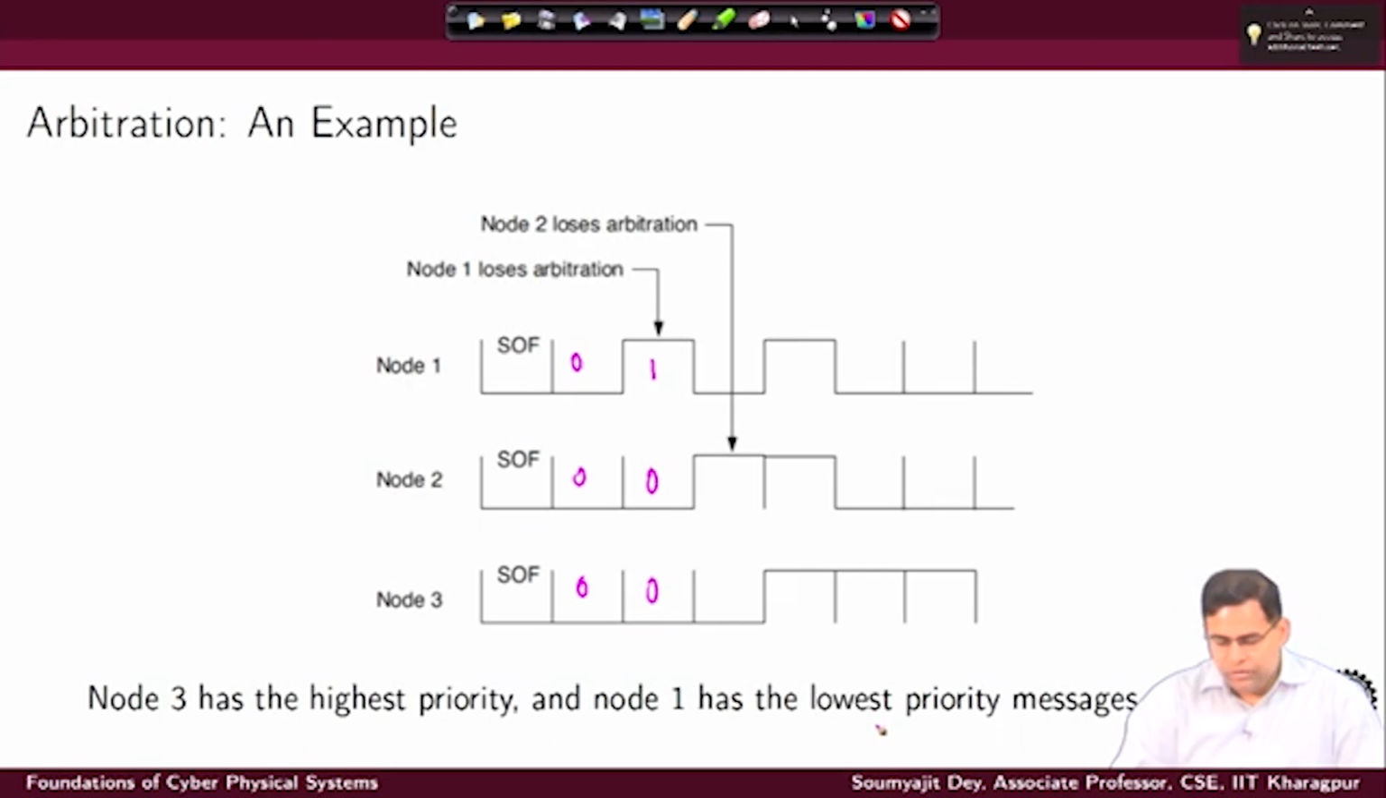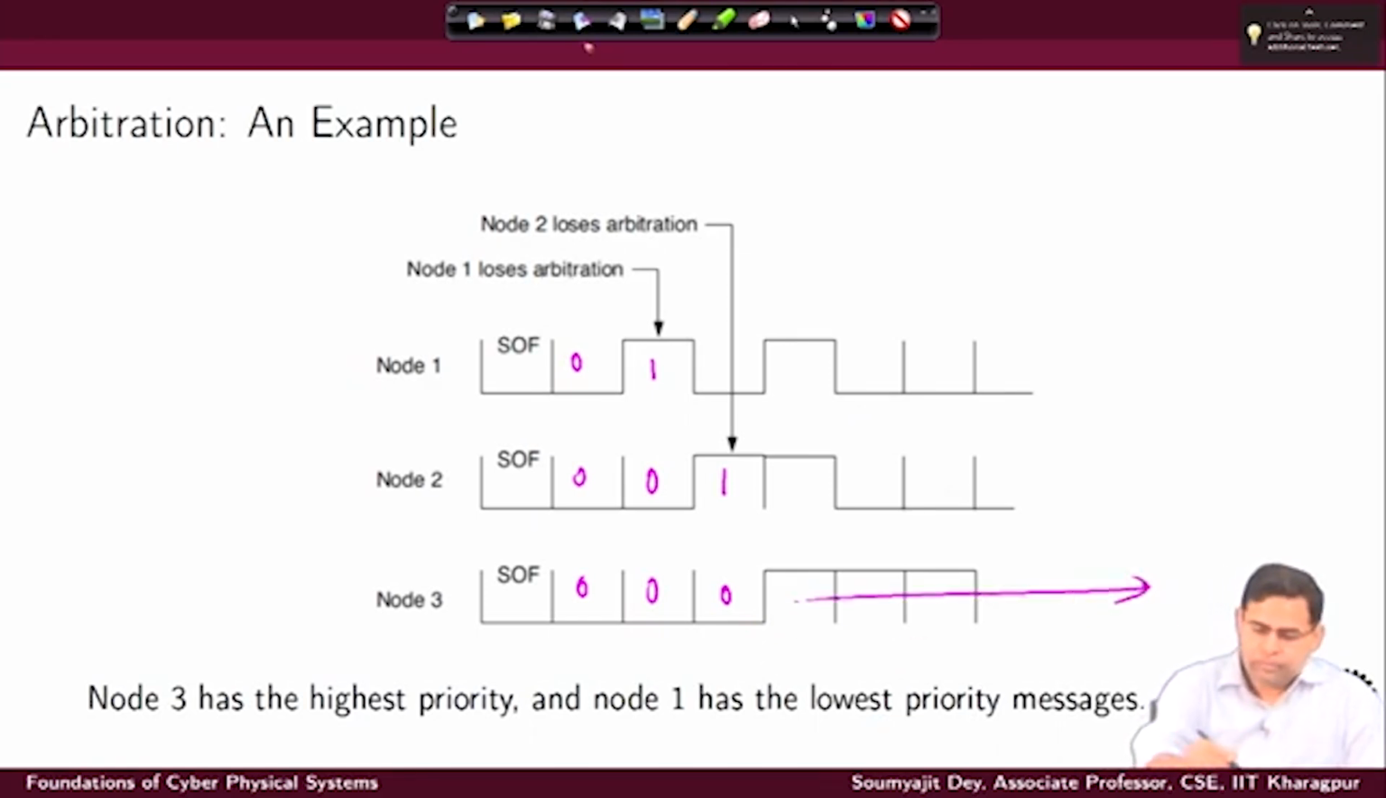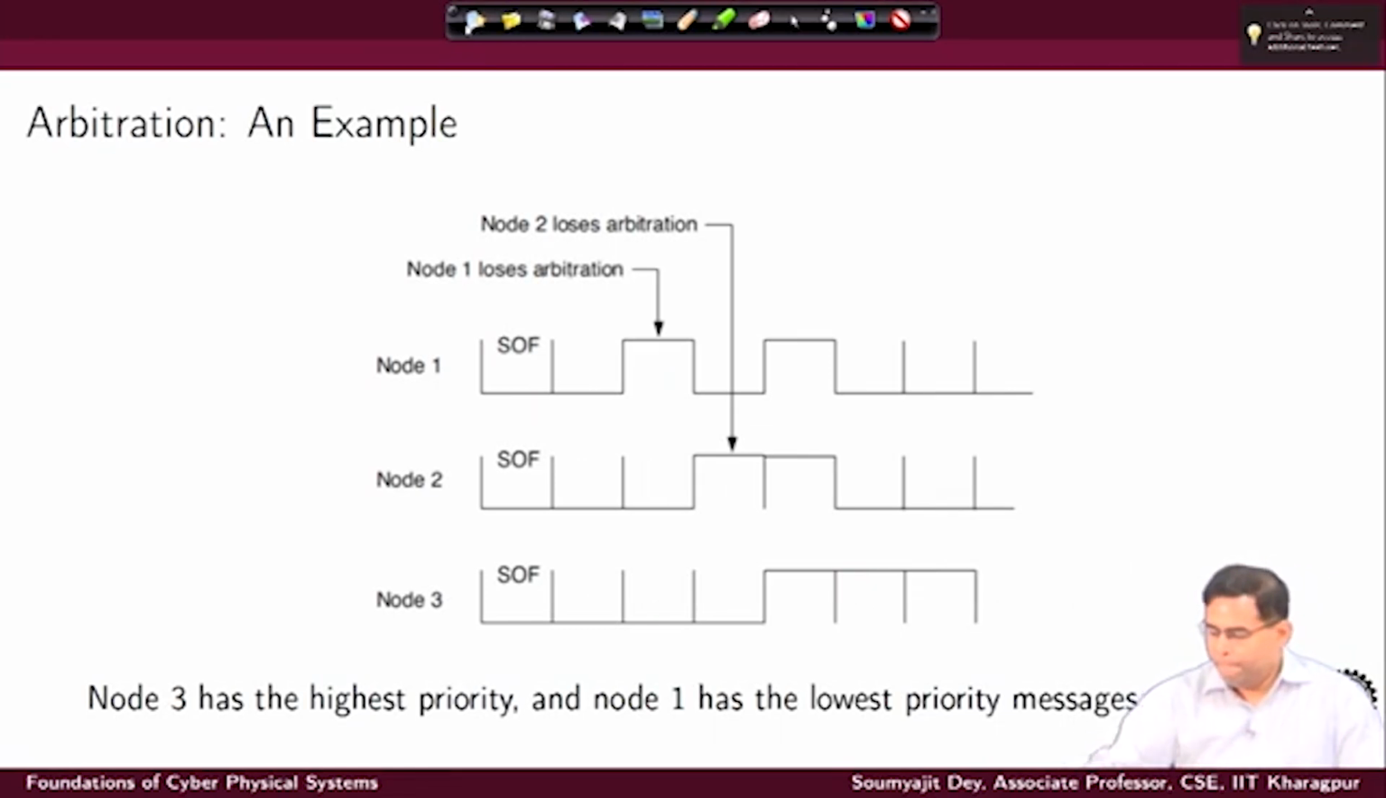Node 1 has the lowest priority, that means its identifier value is high, and node 3 has the highest priority, that means its identifier value is the least, right? So here we get a 1, and this node is losing the arbitration, and it will back off. So these two will remain, and now let's say this one sends a 1 and this one is in 0. So again it will lose the arbitration and node 2 will back off, right? So after this the others will not send any future message, and whatever message node 3, the highest priority node, sends will continue. And that's how the arbitration system works in CAN.